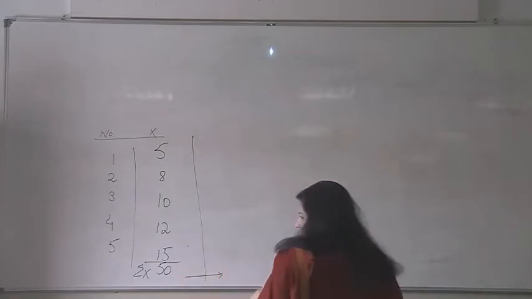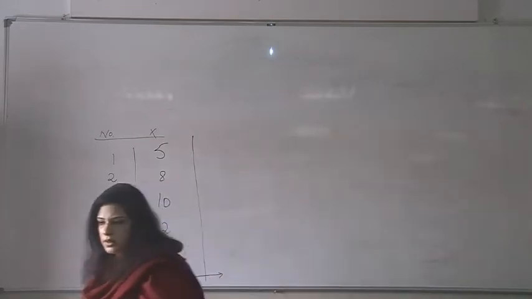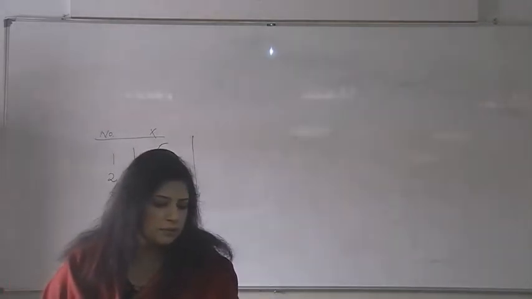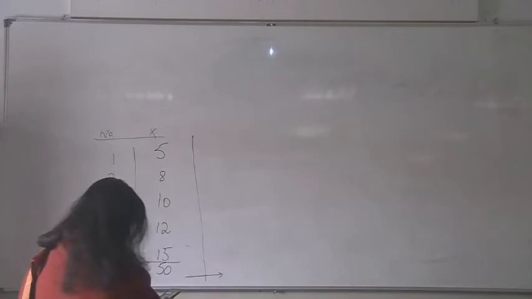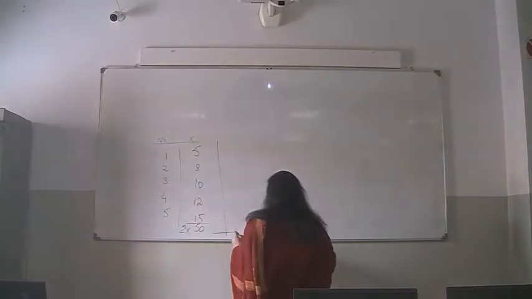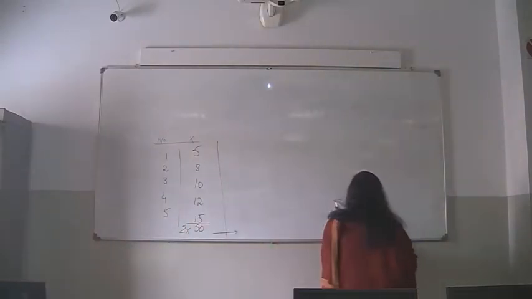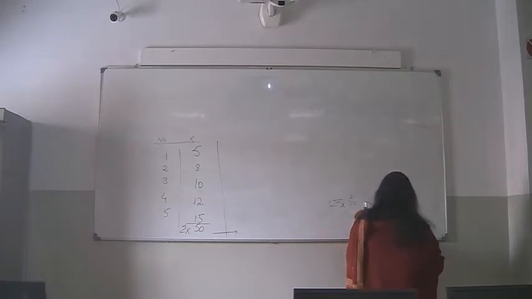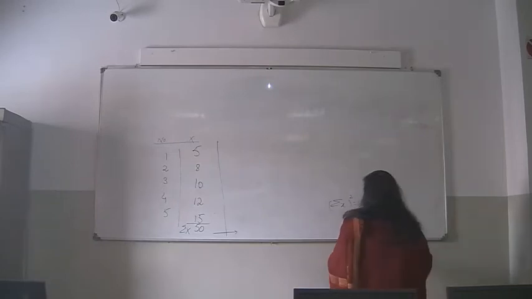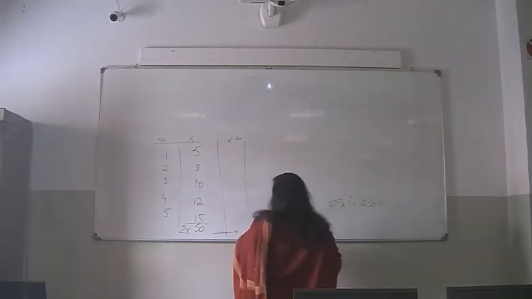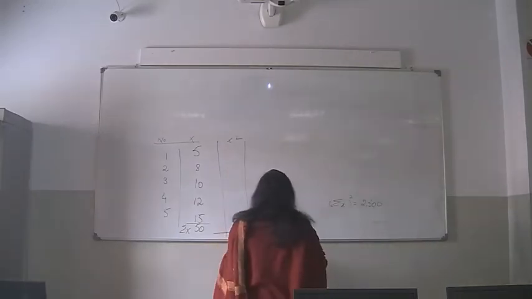For future reference, let me also get my calculator. I'll just calculate from my mobile. So summation x whole square would be 2500. Now we can square these individual values. You can find this out through different formulas, but we can also find out the mean in this case.